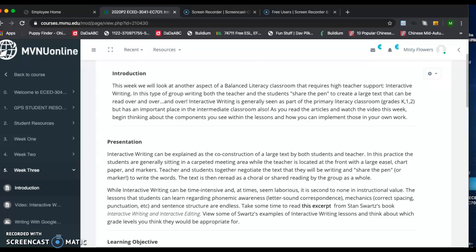This week, the component of a balanced literacy classroom that we're going to look at is interactive writing. This is where the teacher and the children share the pen. They're writing on chart paper to create a large text that they can read over and over again in shared reading or independent reading. We often see interactive writing in primary classrooms, kindergarten, first and second grade, even maybe pre-K. But it also has an important role in the intermediate grades.